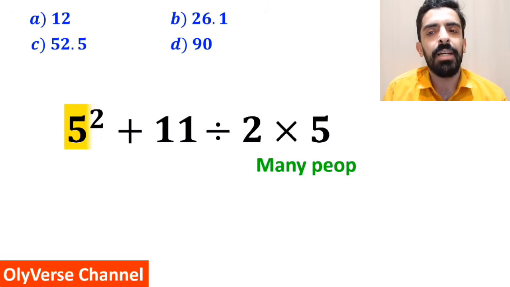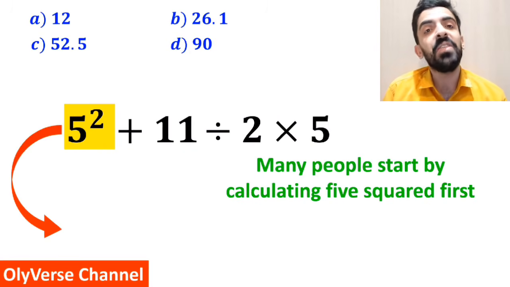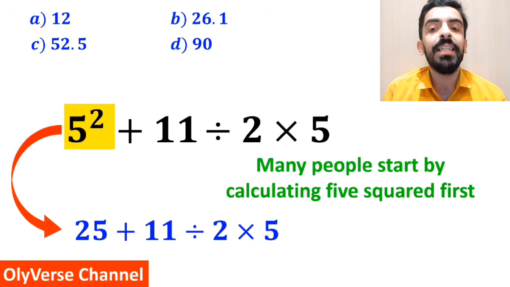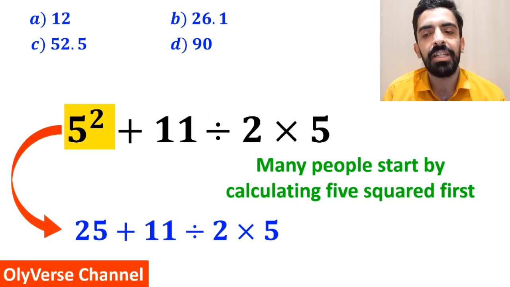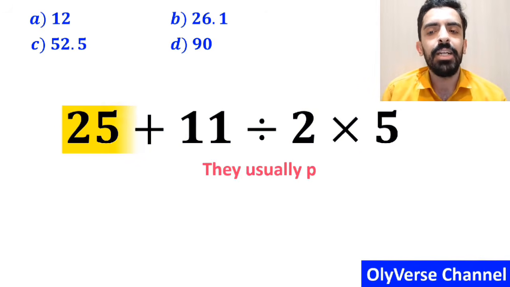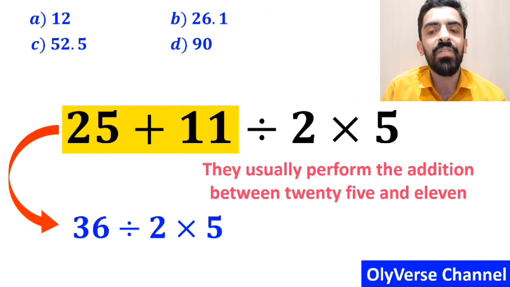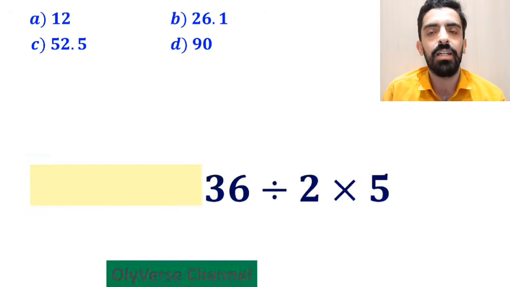To solve this question, many people start by calculating 5 squared first, and instead of the original expression, they rewrite it as 25 plus 11 divided by 2 multiplied by 5. And the next step, they usually perform the addition between 25 and 11 and simplify this expression to 36 divided by 2 multiplied by 5.